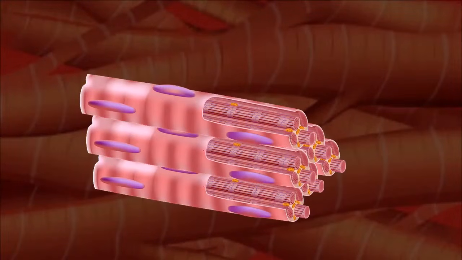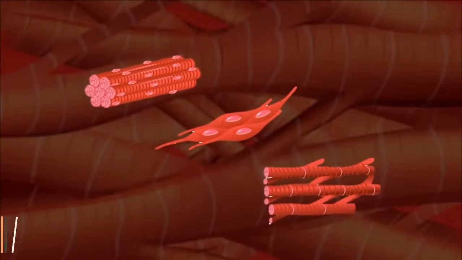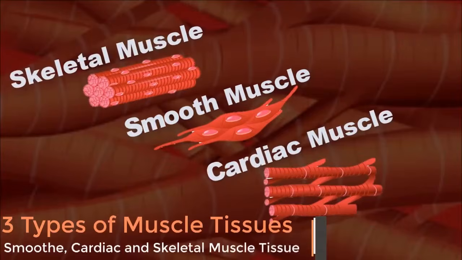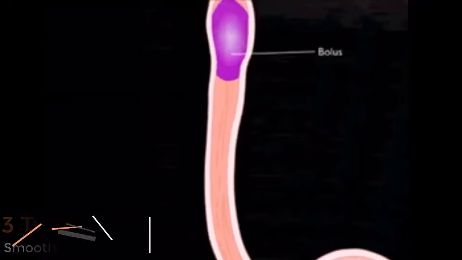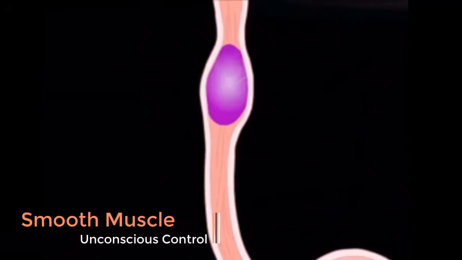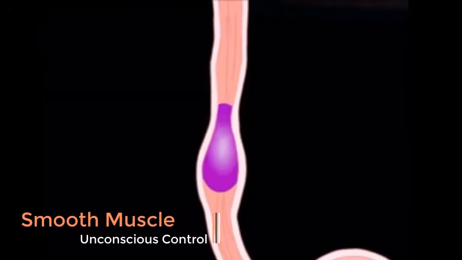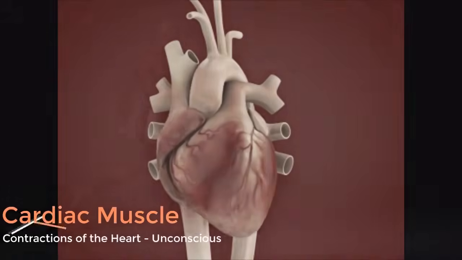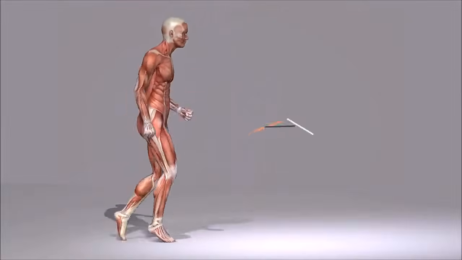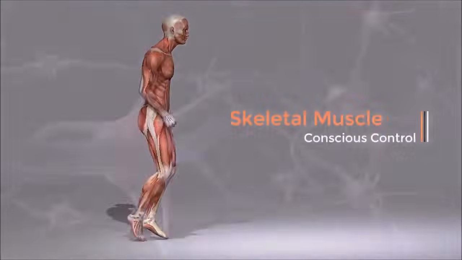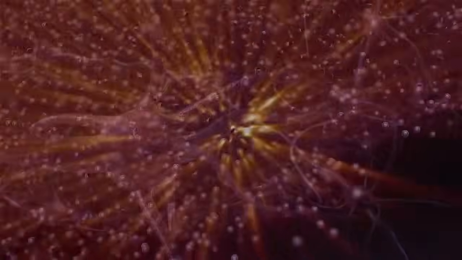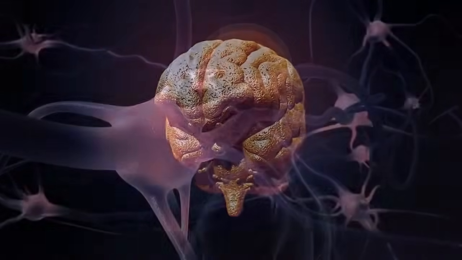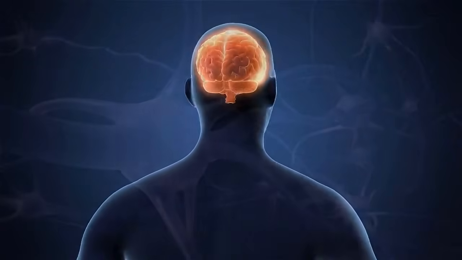Muscle cells come together to form muscle tissue. There are 3 types of muscle tissues: smooth muscle, cardiac muscle, and skeletal muscle tissue. Smooth muscle allows substances to move through the body without conscious control, such as food moving through the digestive tract. Cardiac muscle allows the contractions of the heart muscle. Skeletal muscle attaches to bones, allowing for conscious movement. Nerve cells, or neurons, come together forming the major cell type of nervous tissue. Nervous tissue allows for integration and communication.